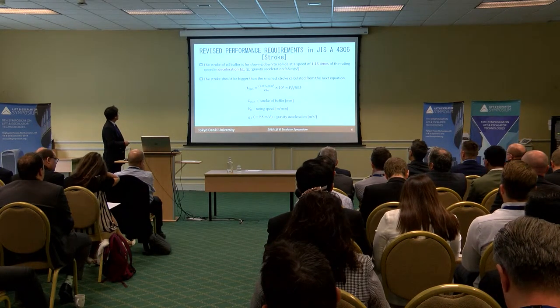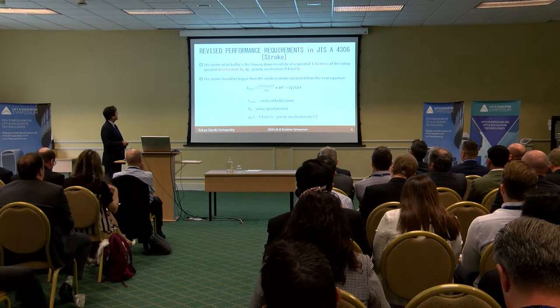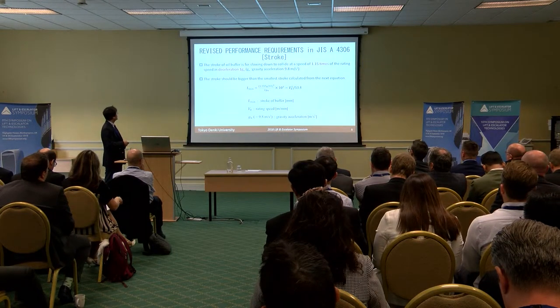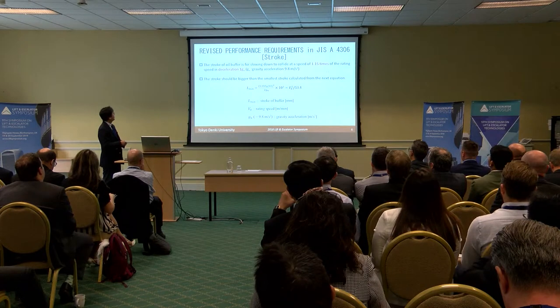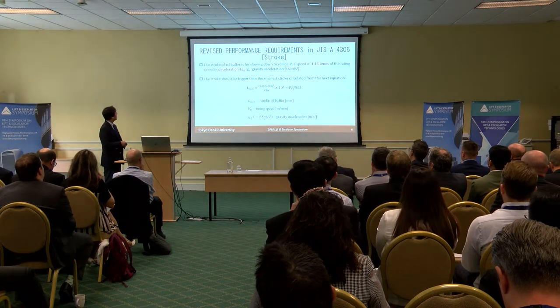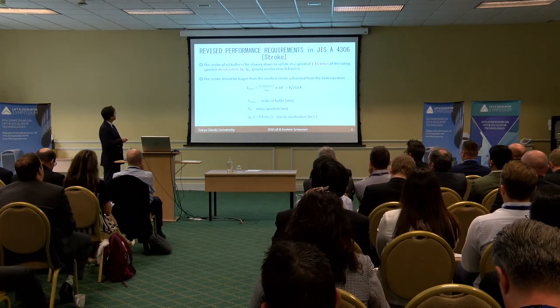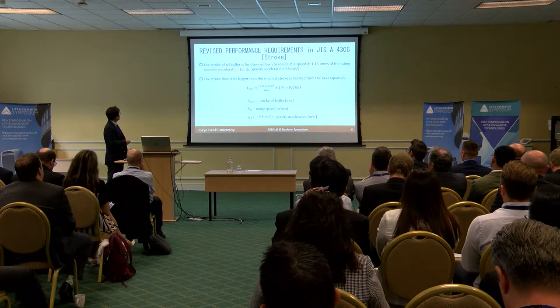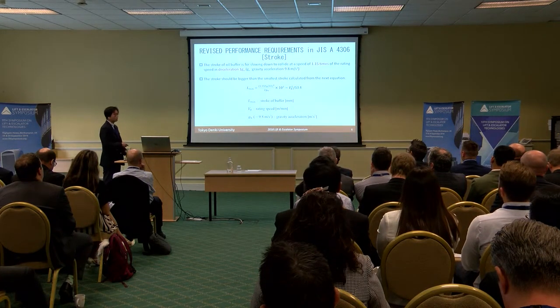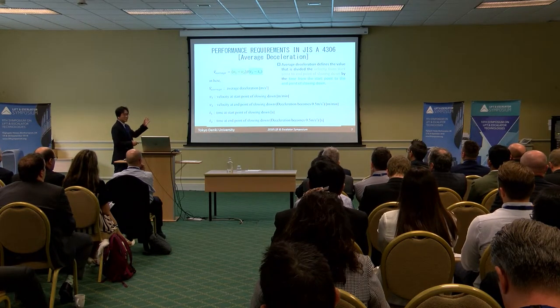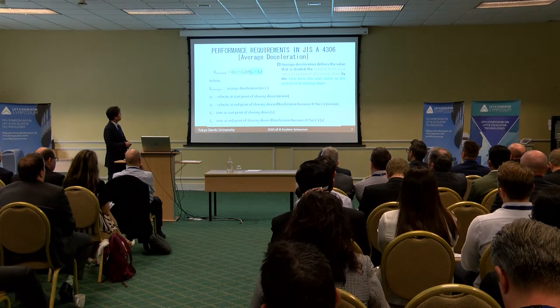Next, I'd like to show you the revised performance requirements in the revised Japanese Industrial Standard. The stroke of the oil buffer is for slowing down when gliding at 1.15 times the rated speed, at a deceleration of 1 Gn. Gn means the gravity acceleration. The stroke of the buffer should be bigger than the smallest stroke calculated from such simple equations. And next, the average deceleration. It is a very important key parameter for the design of the buffers.